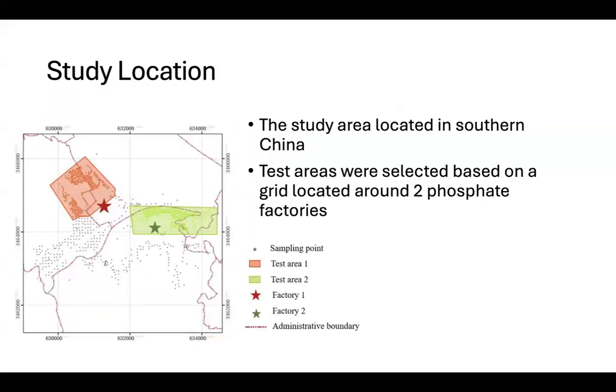The study area was located in southern China. 2 test areas were selected based on a grid located around 2 phosphate factories. Test area 1 is in the orange and near this factory 1. Test area 2 is in the green and is near factory 2.